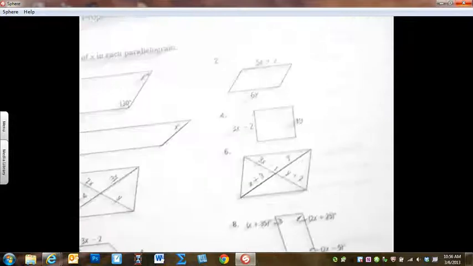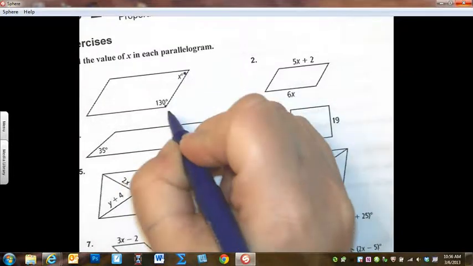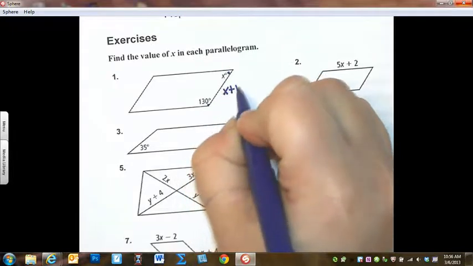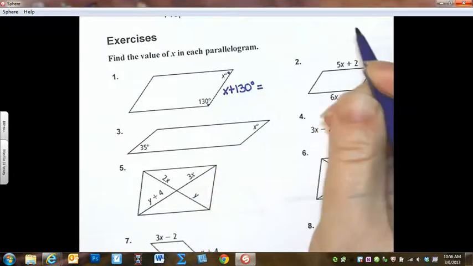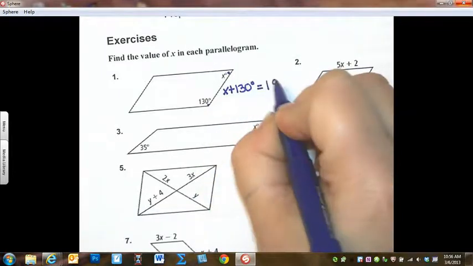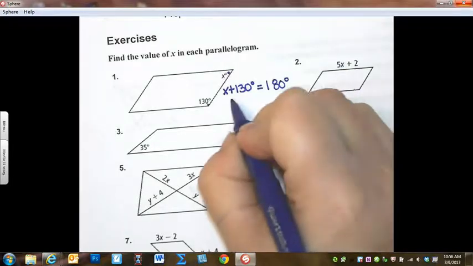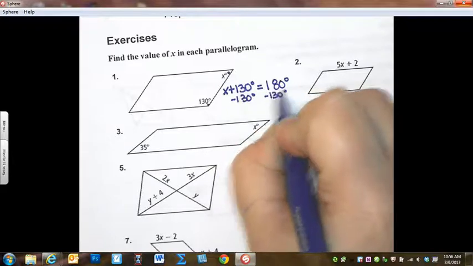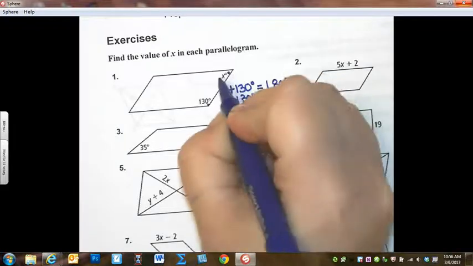So I know that these two angles are going to be supplementary. Well, what the heck does that mean? We know that x plus 130 equals, well, what does supplementary mean? 180 degrees. So when I subtract 130 on both sides, I know x is equal to 50 degrees. So that angle right there is 50 degrees.